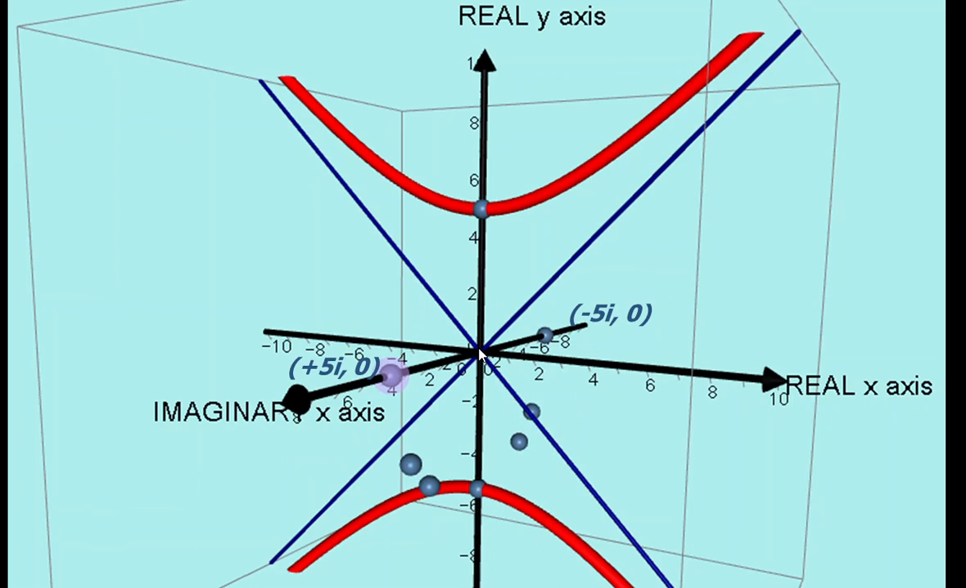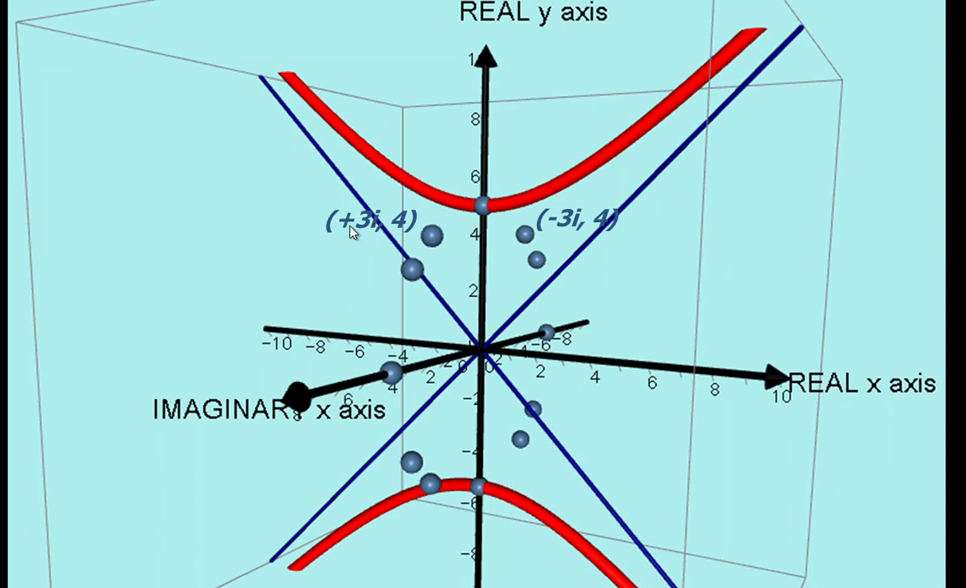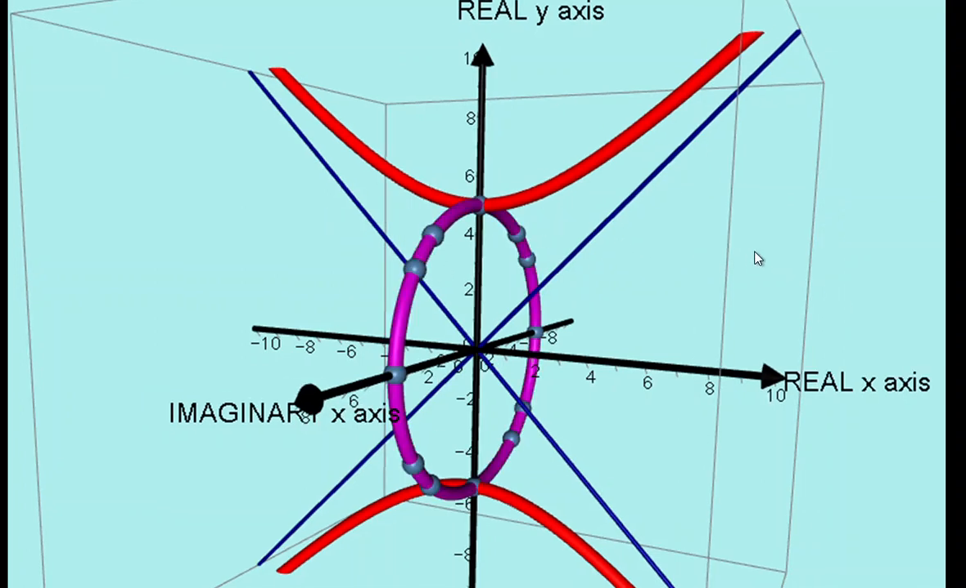And then we have a much more simple one. We have 5i, 0, which is just along the imaginary x-axis, and negative 5i, 0 there. This one is along 4i and up 3, and this is along negative 4i and up 3, and this point 3i, 4 is along 3i and up 4, and this is along negative 3i and up 4. Now if I join those points, we get an imaginary circle.